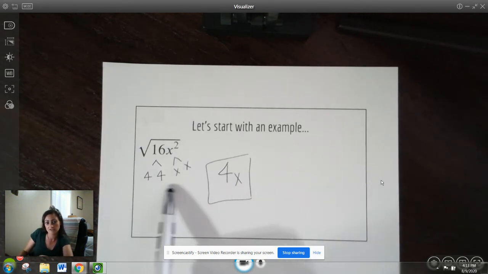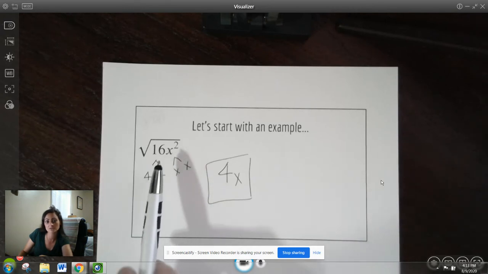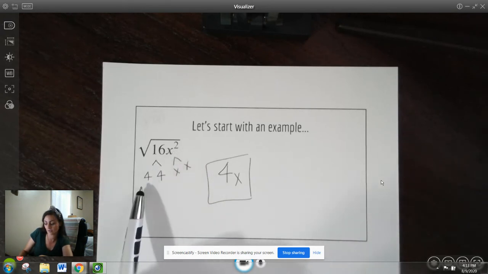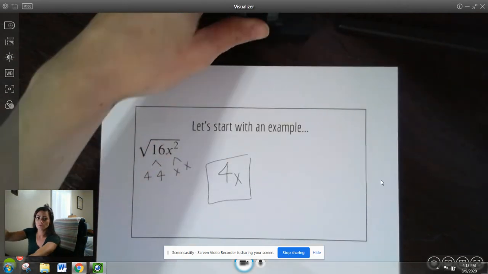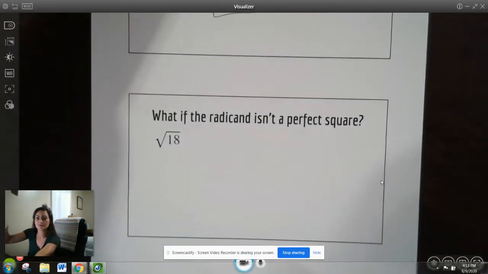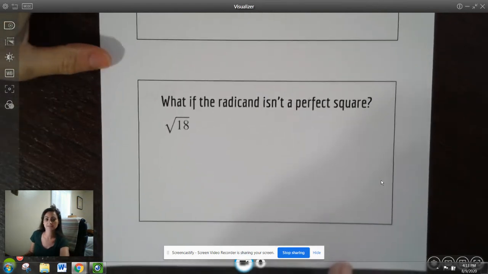This is a factor tree. Because these are perfect squares, I only broke it down this far. But what happens if it's not a perfect square? I am so glad you asked.